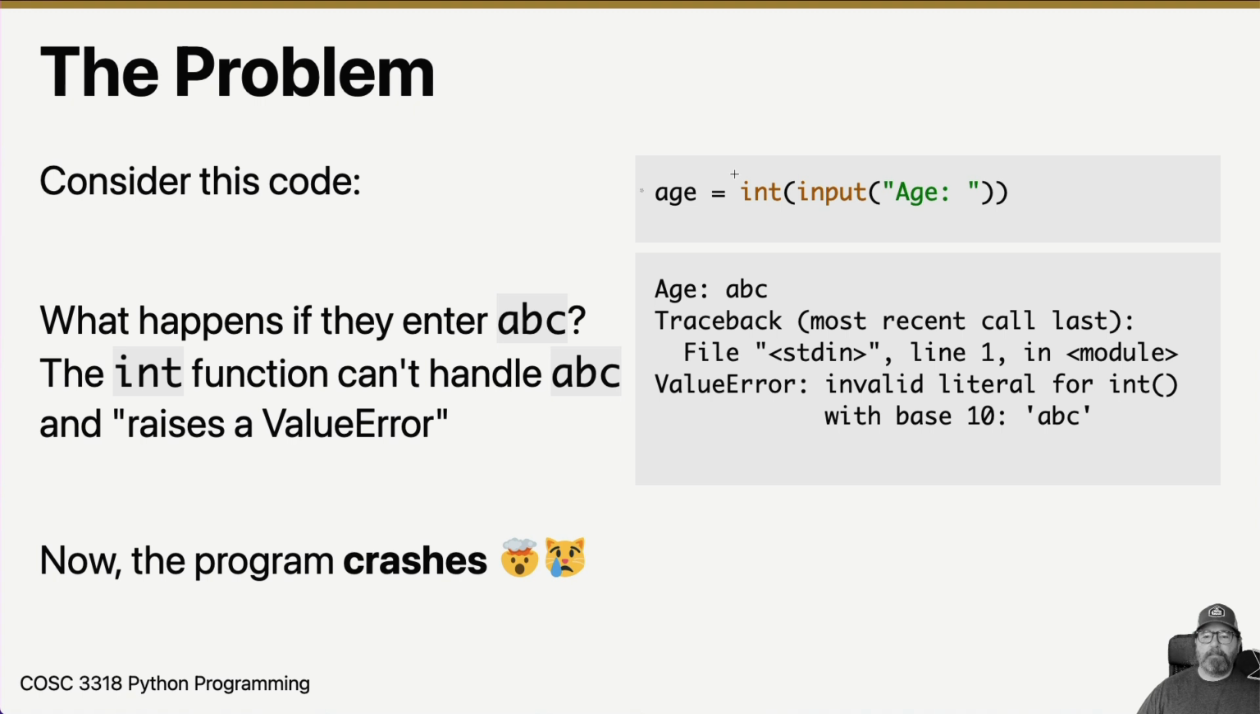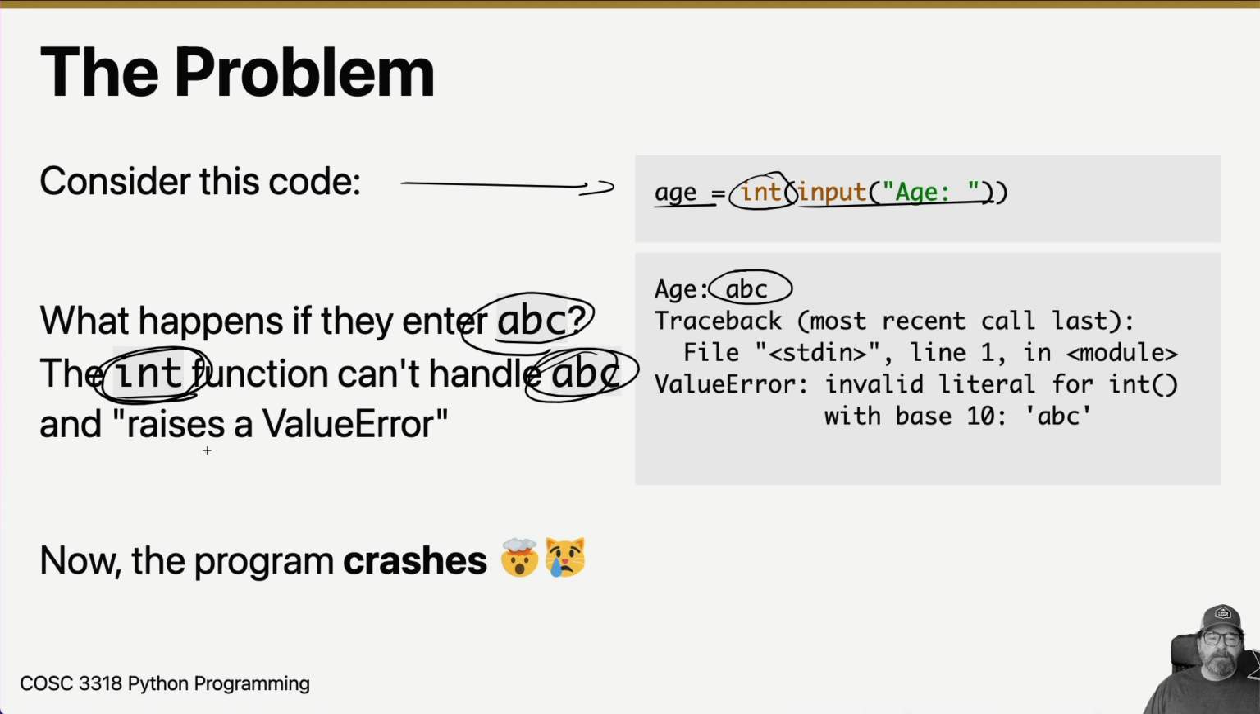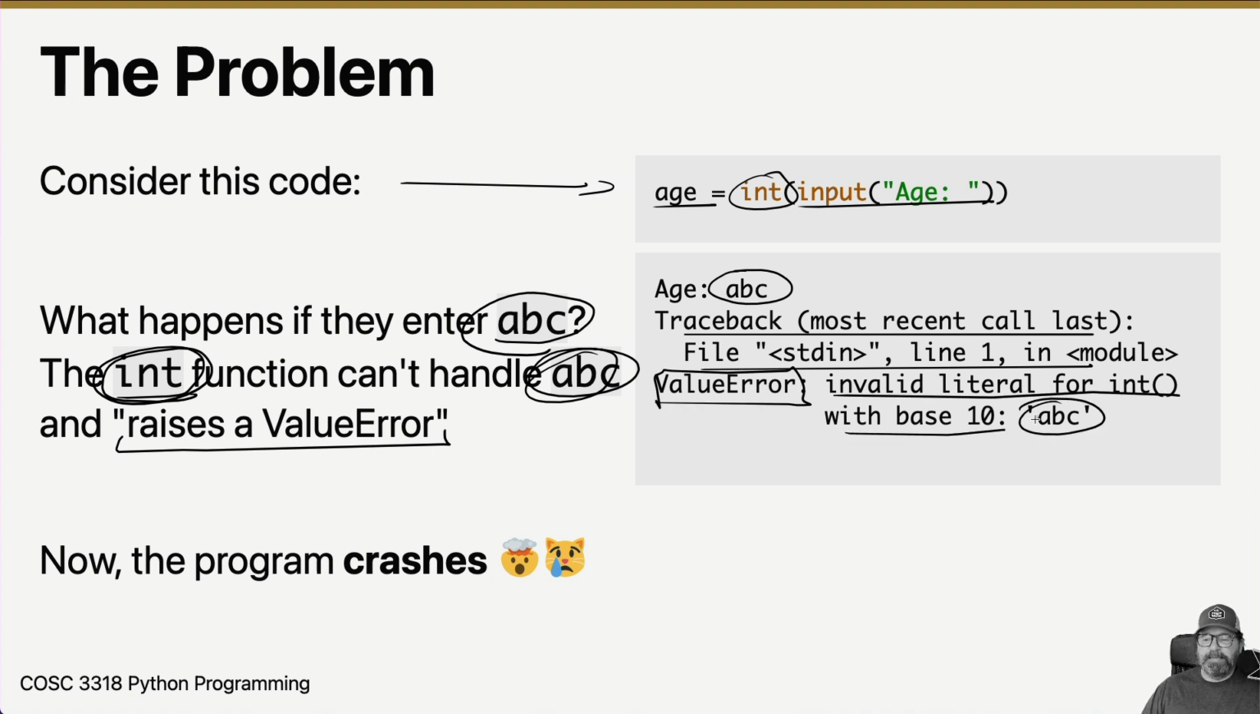All right, so here's the problem. Consider this code over here. We have age, input age, and then it tries to turn it into an integer, okay? So what happens if somebody enters ABC? Maybe you've tried this in your own program, and what happens is the int function can't handle ABC. That's not a number. So it raises a value error. And we end up getting this weird thing here: traceback, file, blah, blah, blah, value error, invalid literal for int with base 10: ABC.